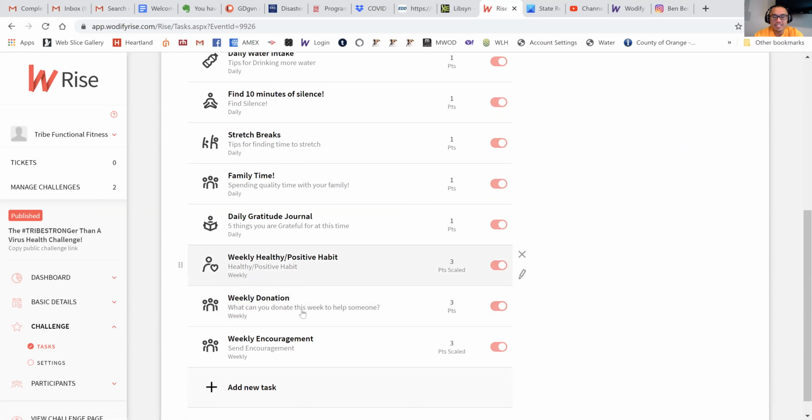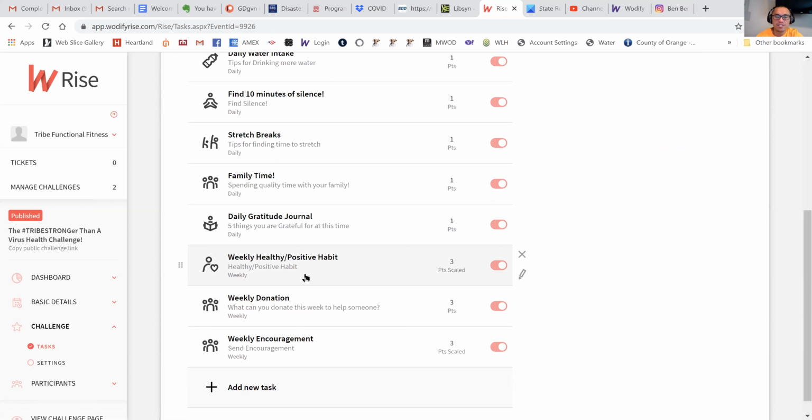Moving on to the weekly tasks. All these weekly tasks, you can only get the points for on Sunday. On Sunday is when you will actually input whether you accomplished these weekly tasks or not.